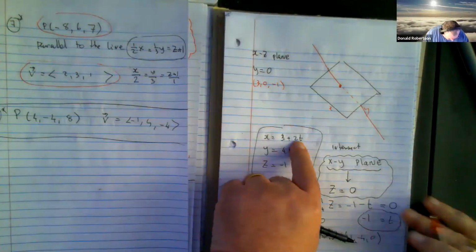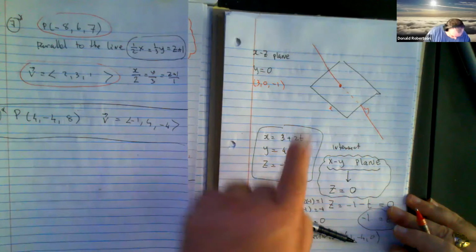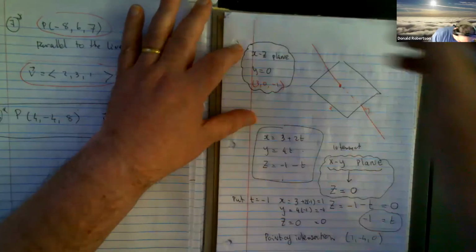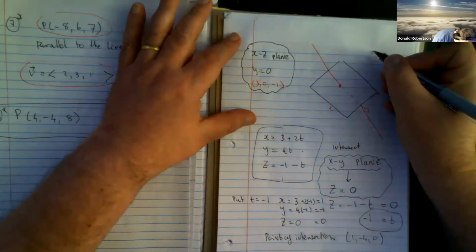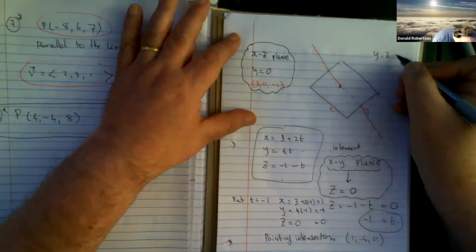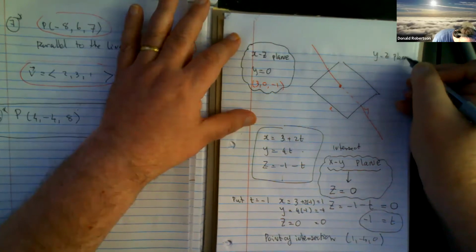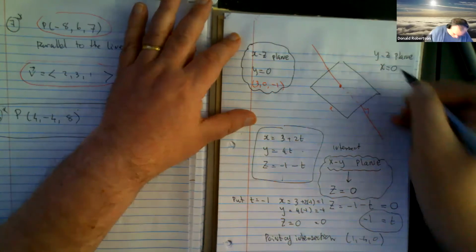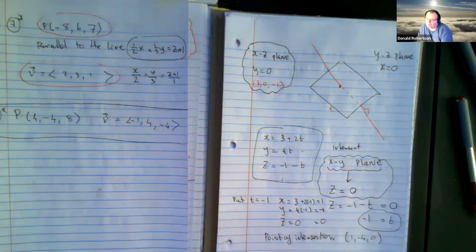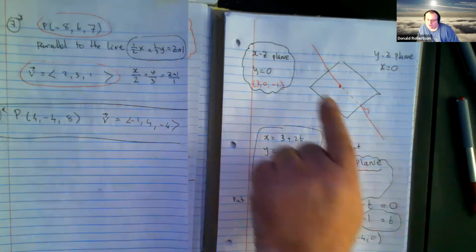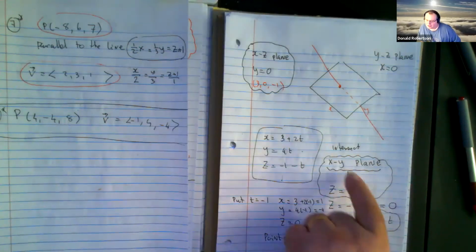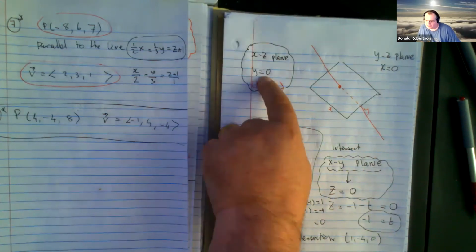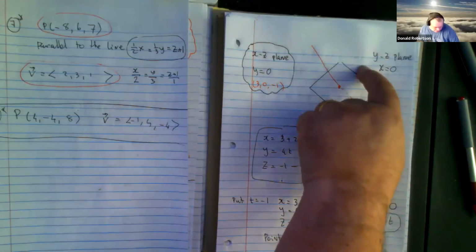Because if you make that 0, you get 3. If you make that 0, you get -1. And for completeness' sake then, what's the one I haven't done? If I wanted to find out where my line intersects the YZ plane, then wouldn't I make x equals 0? You noticed the connection here? XY plane means Z is 0. XZ plane is Y equals 0. And the YZ plane is X equals 0.